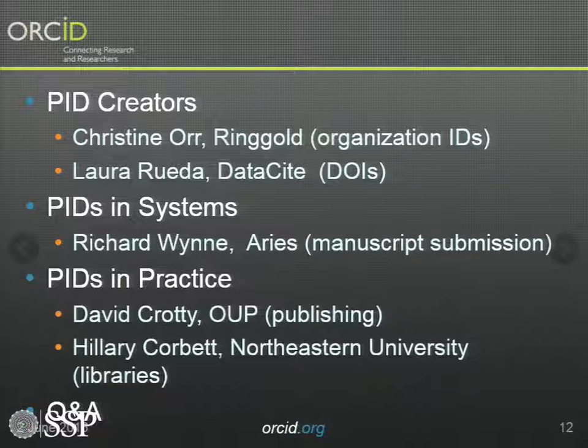So that's all I'm going to say about ORCID. Obviously, we're hoping you're going to have plenty of questions for us at the end, but for the rest of the session, we're going to first start off with some persistent identifier creators. So Christine Orr of Ringgold is going to kick us off. They create organisation IDs, and then Laura Rueda of DataCite will talk about DOIs for data sets that they create. We'll then move on to PIDs in systems, and Richard Wynne from Aries is going to talk about PIDs in manuscript submission systems, and then finishing off with some examples of PIDs in practice, first in publishing with David Crotty from OUP, and then Hilary Corbett from Northeastern University will talk about PIDs in libraries. And then, as I say, plenty of time for Q&A for you.